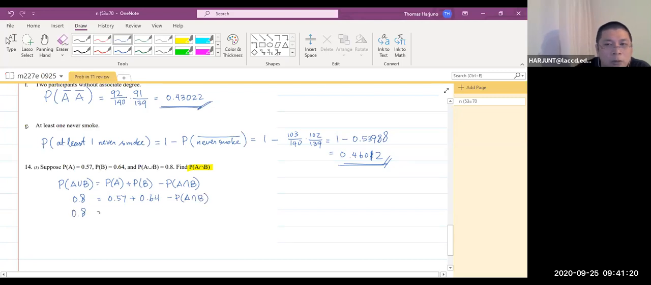0.8 equals, this is 1.21 minus the probability of the intersection. So the probability of the intersection equals 1.21 minus 0.8. I get the probability of the intersection to be 0.41.